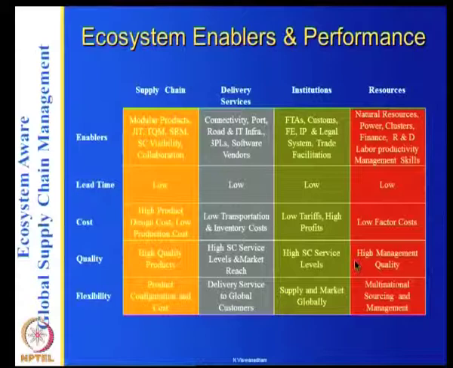So what this diagram shows is that the performance, which is usually done using mathematical techniques, can be easily translated. It shows how the ecosystem parameters affect the performance, and this is a very, very good diagram. I think you can make an Excel sheet and use it.